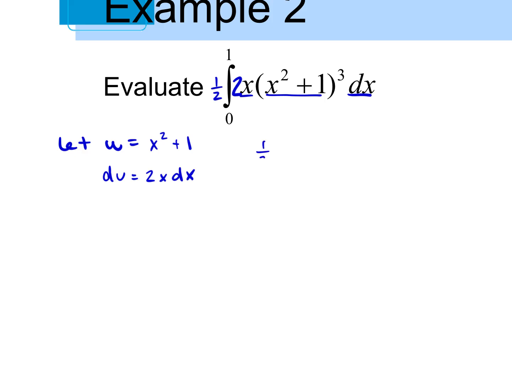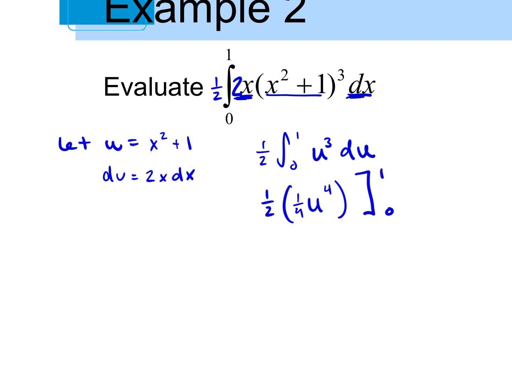So we have 1/2 times the integration from 0 to 1 of 2x dx is going to turn into du, so we have u cubed du. So now we're going to integrate. So we have 1/2 times, this would be u to the 4th power times 1/4. Now it's from 0 to 1, but I can't quite plug in the 0 to 1 until I plug back in the x's. So I'm going to call this 1/8 just to simplify a little bit.